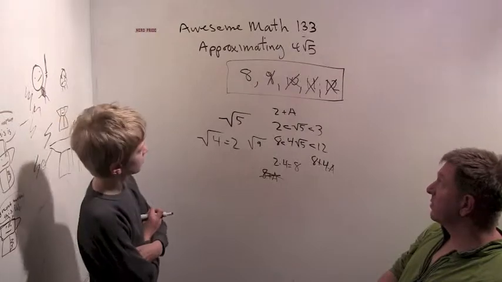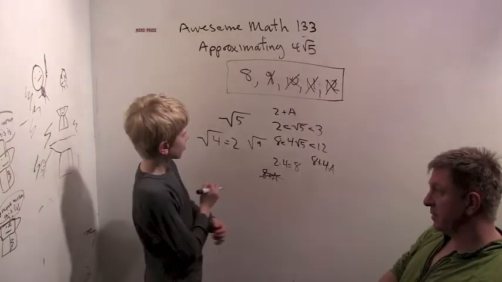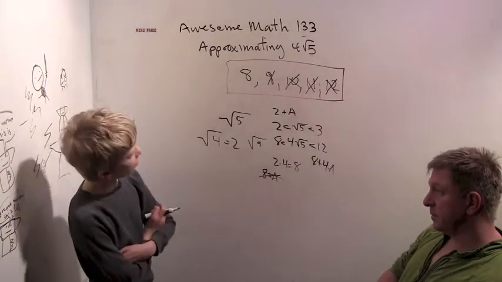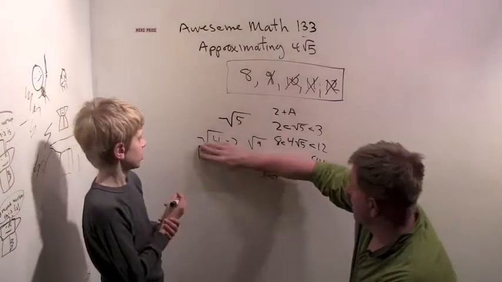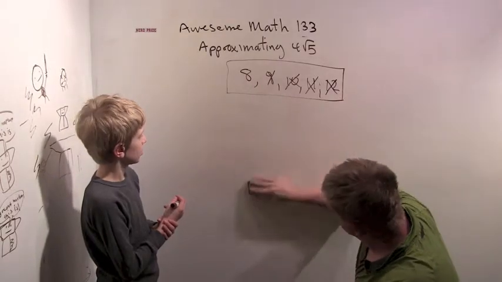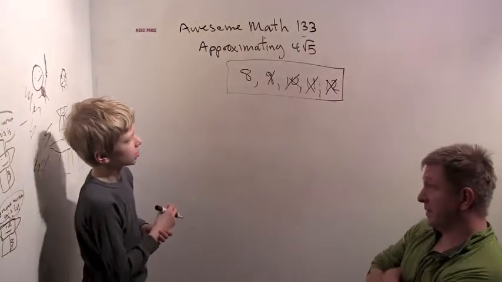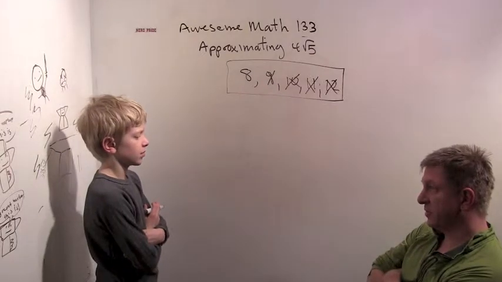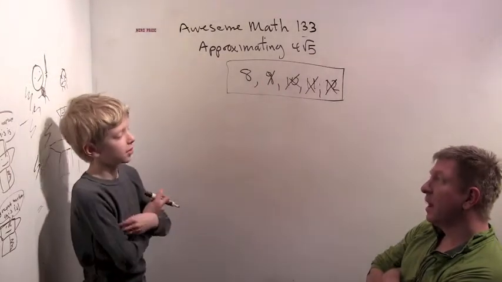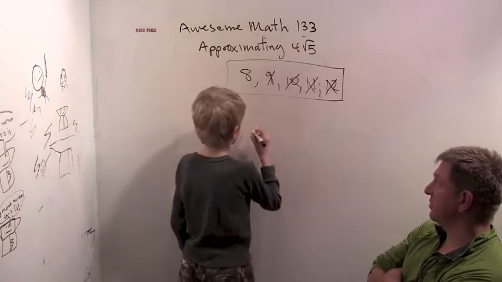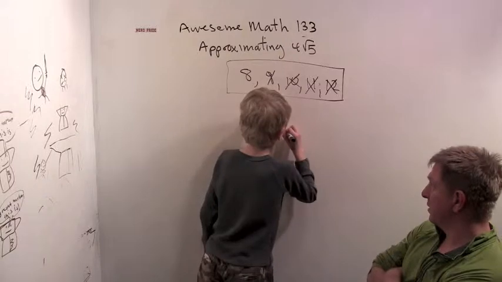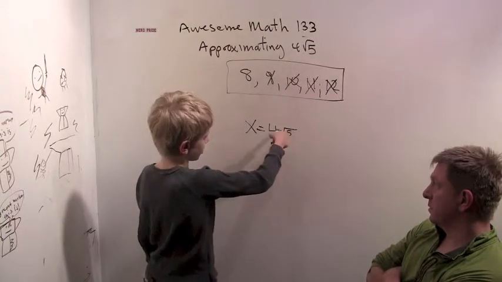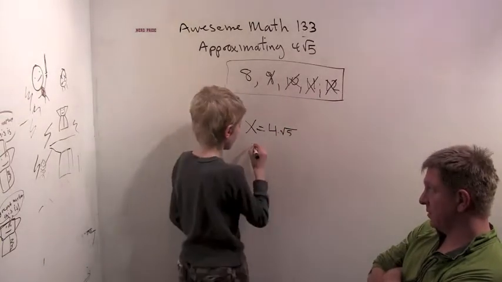What's the trouble with 4 times the square root of 5? What makes it hard to approximate? Well, it's not rational. Can you make it rational? Well, we could approximate it as a number, but we don't know how to do that, really. What are some things you know how to do with square roots? Well, you could square everything. Okay, so why don't you write x equals 4 times the square root of 5? We have to get rid of the square root, so we could square everything.